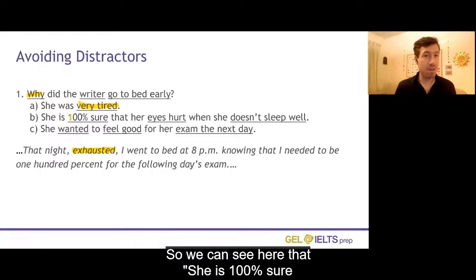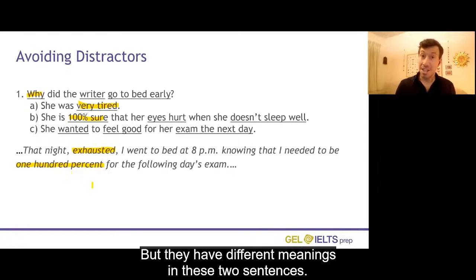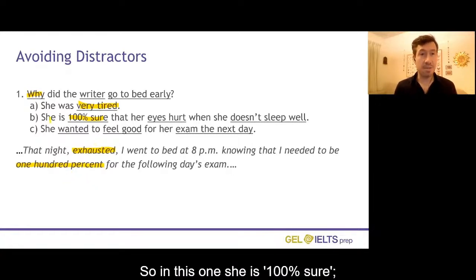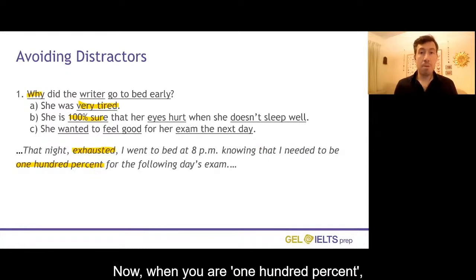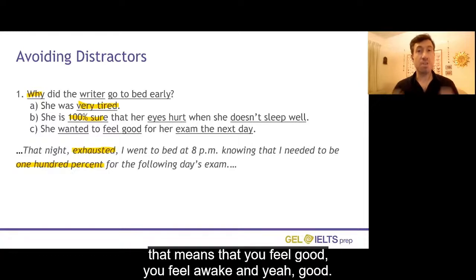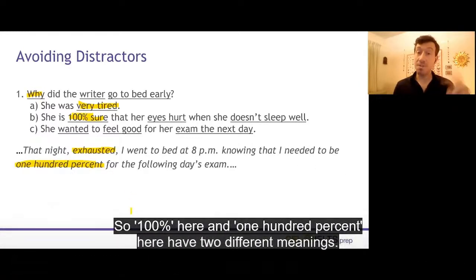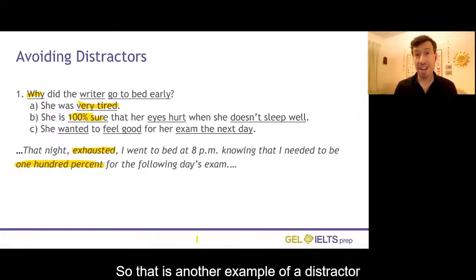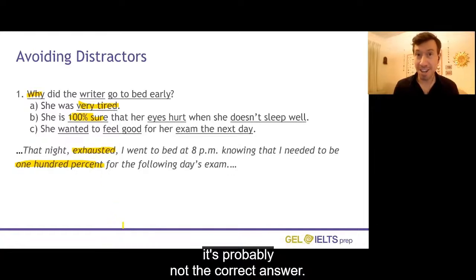Now let's look at the second one. So we can see here it says she is 100% sure that her eyes hurt when she doesn't sleep well. But if we look at this, we can see 100%. So they look the same, but they have different meanings in these two sentences. So in this one, she's 100% sure. That means she definitely knows. However, in this one here, she said that I needed to be 100%. Now, when you are 100%, that means that you feel good. You feel awake and yeah, good. So 100% here and 100% here have two different meanings. So that is another example of a distractor, but the meaning of the word is not the same. One tip is that if it's the exact same word, 100% and 100%, it's probably not the correct answer.